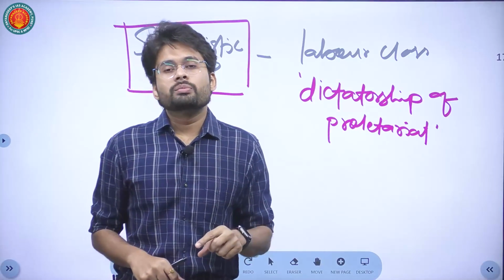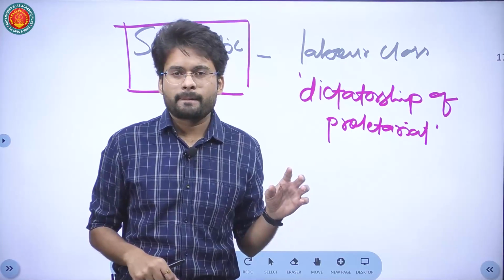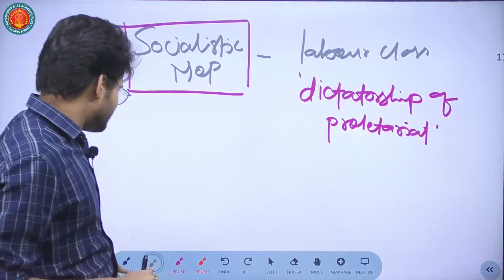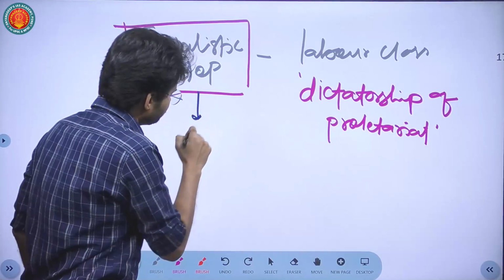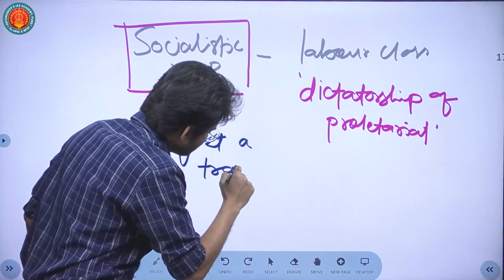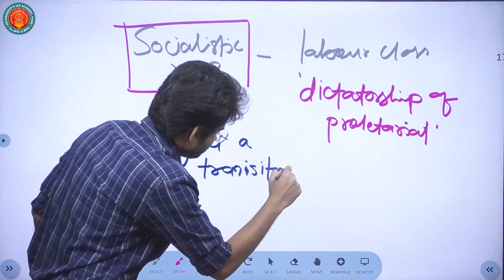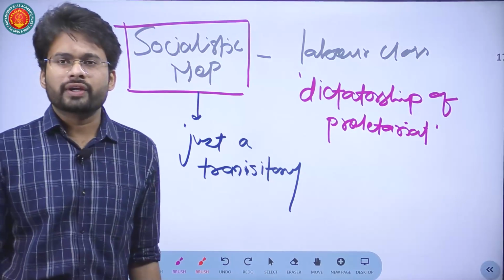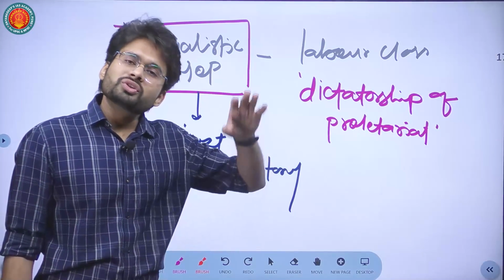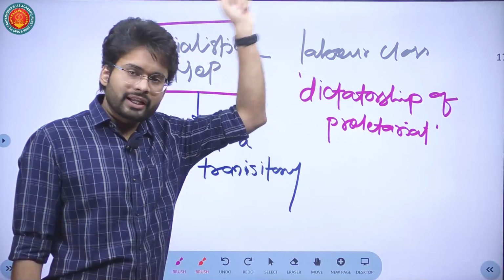But according to Marx, the phase won't continue for entirety. This phase is just a transitory phase, right? It is just a transition. The final goal of the society is to reach communism. As it started from communism, it will end in communism.